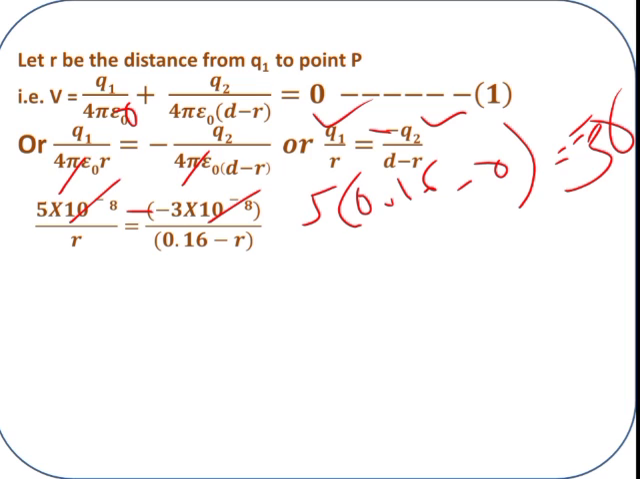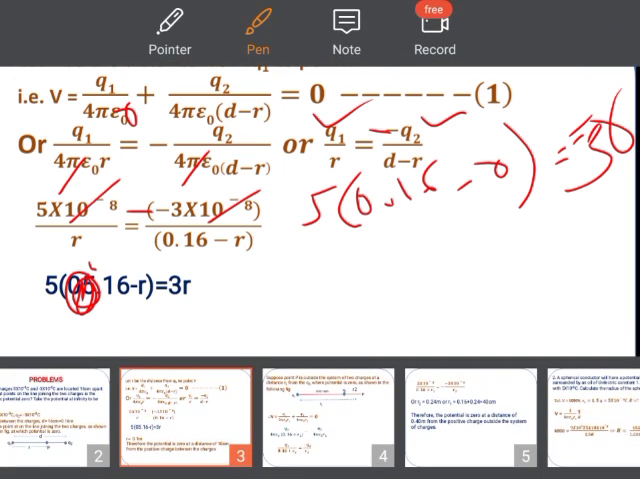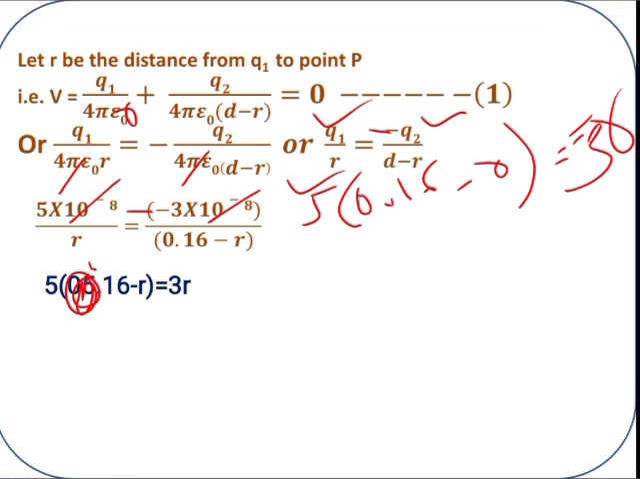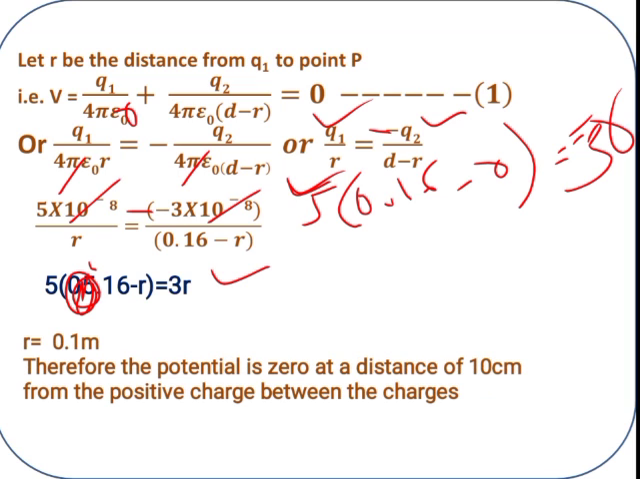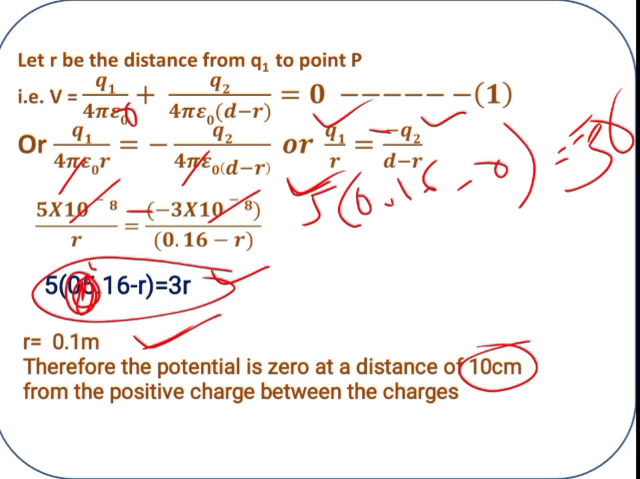Then after simplification, how much do we get? This is not 5, this is 0.16. So 5 into (0.16 minus R), the same value I wrote here, is equal to 3R. After simplification, R is equal to 0.1 meter or 10 centimeter. So the distance between Q1 and P is 10 centimeter or 0.1 meter.